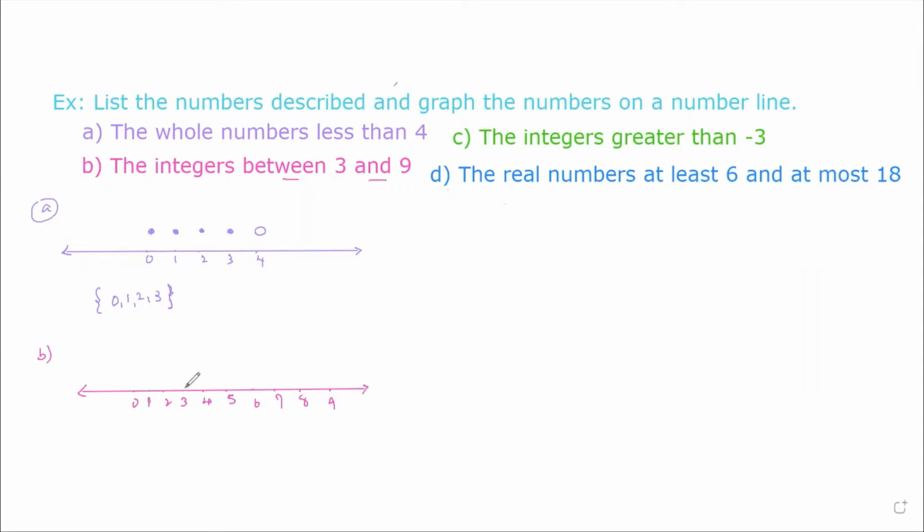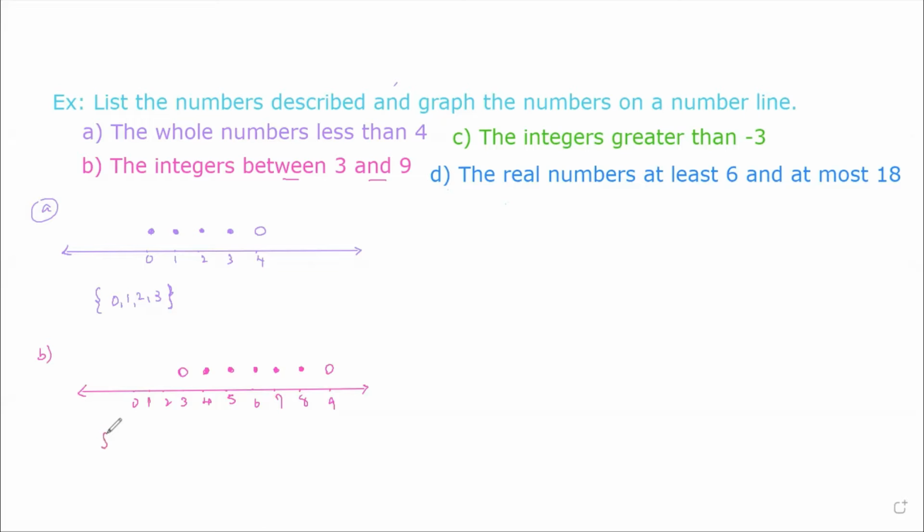So from 3 we draw an open dot. Then 4, because they are integers, we have to represent them with a dot. So 4 is included, black dot, 5 black dot, 6 black dot, 7, 8, but 9 is not included, so we draw an open dot. Okay, this is the graph represented on the number line.